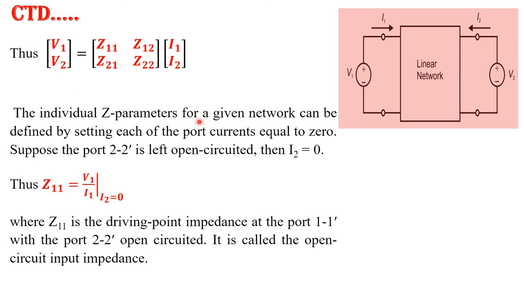The individual Z parameters for the given network can be defined by setting each of the port currents equal to 0. Suppose port 2 is left open circuited, so I2 equal to 0. Here this port is open circuited, which means no current is flowing. What is Z11? From this, Z11 equals V1 by I1. Z11 is the driving point impedance at port 1 with port 2 open circuited. It is called open circuit input impedance.